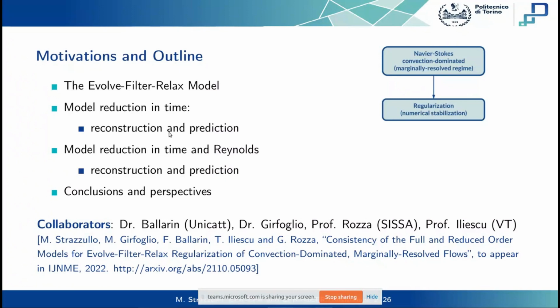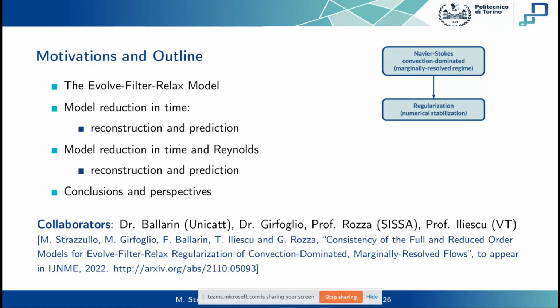Here you have an outline of the talk, but actually I don't want to focus much on the outline. I would like to focus on the motivations. So here there is a scheme about the topic I'm going to deal with. We will deal with the Navier-Stokes equation in a convection-dominated regime. Actually, in a marginally resolved regime, it means that basically the resolution of your mesh is not enough to capture all the dynamics of your system, okay? And in this case, some spurious oscillations of the velocity can occur, and you need numerical stabilization.